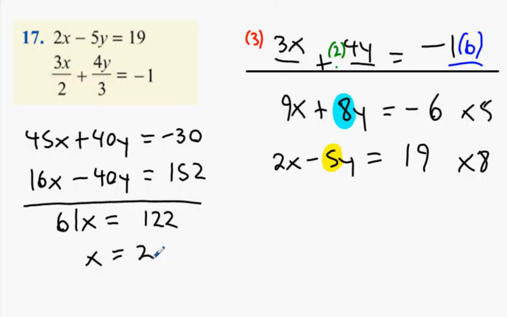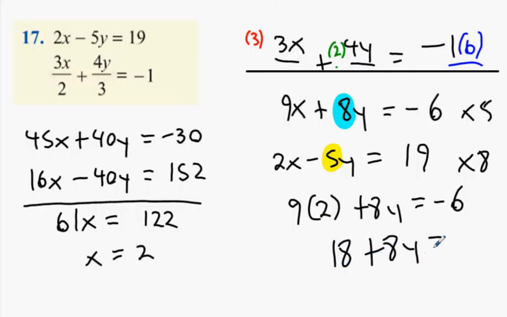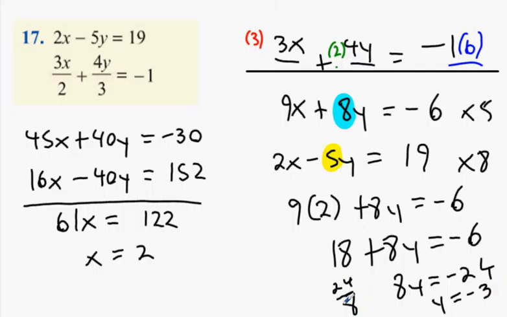Let's find the y, don't you? So pick one. I'll pick the top one, yeah? 9 times whatever x is plus 8y equals minus 6. What is x? 9 times 2. 18 plus 8y equals minus 6. Bring the 18 over your side. 8y equals minus 24. Then y will equal minus 3 when you divide it in. 24 divided by 8. Minus 3, yeah? Are we good with that?